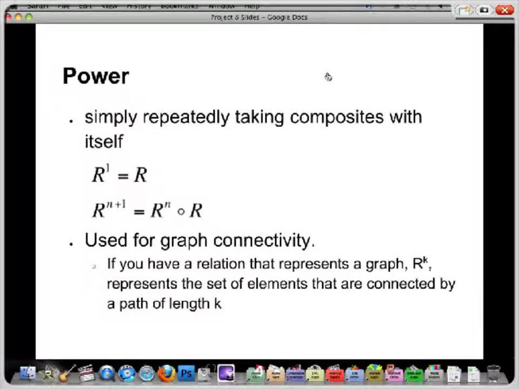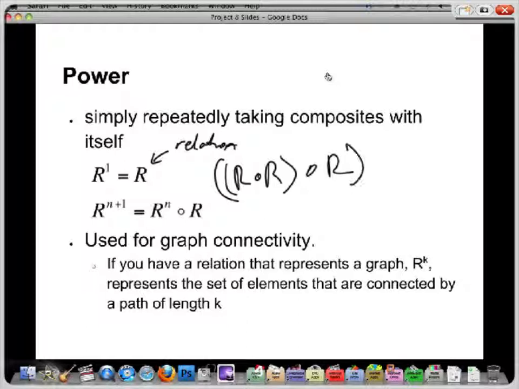So now we can actually apply a composite multiple times to itself, and then we're going to call this a power, which is another operation we're going to talk about. So R to the first power, R is a relation here. R to the first power is just R, so very simple, just like any other thing you're doing powers with integers. However, R to the n plus 1 is just R to the n composite with R. So if you were to expand this whole thing, you're just going to have a whole lot of the composite operator applied repeatedly to itself.